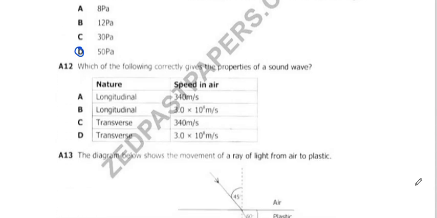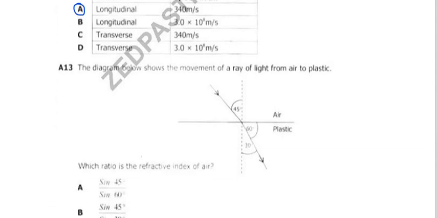A12, for question A12, question A12 says, which of the following correctly gives the properties of a sound wave? So sound waves are longitudinal, transverse, which one? Longitudinal. And longitudinal waves have a speed of 340 meters per second. So sound is a longitudinal wave with 340 meters per second.